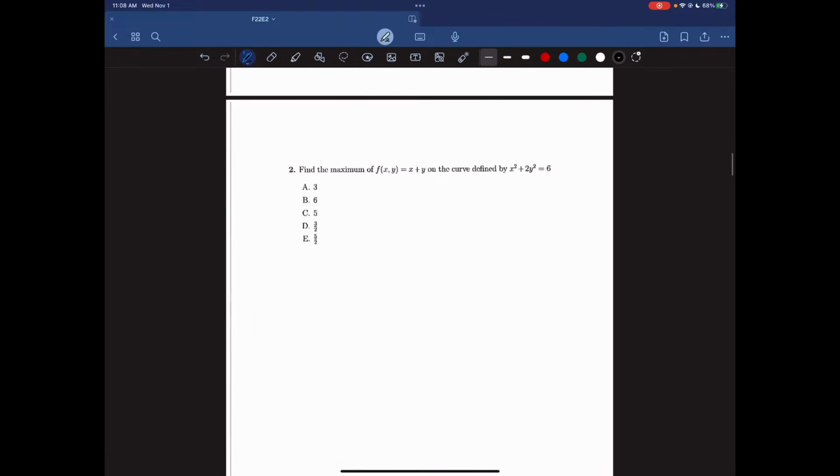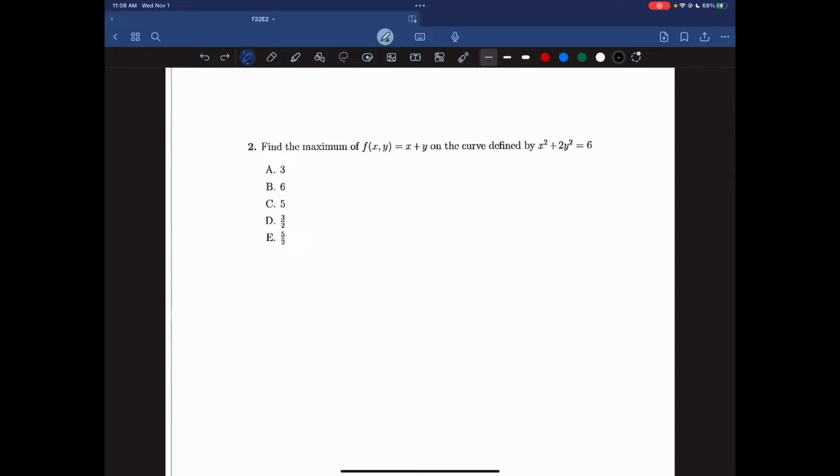2, find the maximum of f(x,y) equals x plus y on the curve defined by x squared plus 2y squared equals 6. So whenever we see that, we just know Lagrange multipliers. We should be thinking that. This one's pretty easy because we have 1 and 1 here. So 1 equals lambda times 2x, and 1 equals lambda times, for y, that is a 4 right there. And since we have this curve, we can always solve for the x and y here and plug in, and it should be a pretty easy solve.